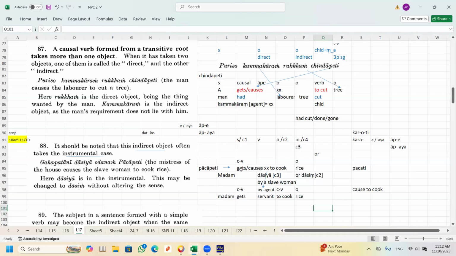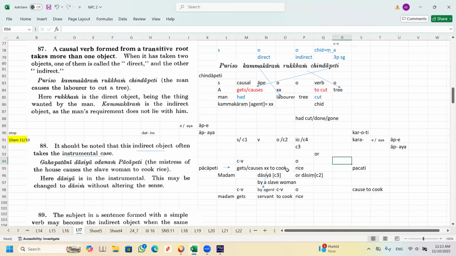The agent in this case can be put into the instrumental case, or it can be put as a dative, because there is another object. In this case there are two objects, because this is a transitive root. That means two objects: one direct object and another direct object, or double accusative, or it can be in this form, instrumental or dative. It doesn't matter. So the agent means the madam gets. You don't have to buy the slave. You say agent, now you have to say only slave. Get the slave.